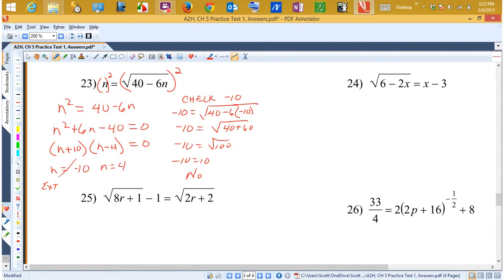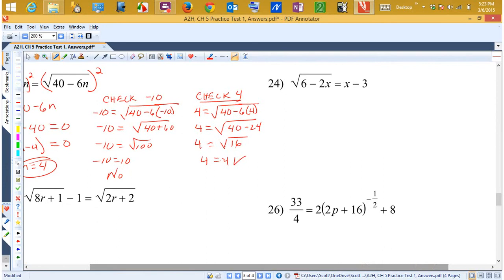Let's check n equal to 4. So I'm going to have 4 is equal to the square root of 40 minus 6 times 4. 4 is equal to the square root of 40 minus 24. 4 is equal to the square root of 16. 4 is equal to 4. Yeah, that checks. So 4 is a good solution.